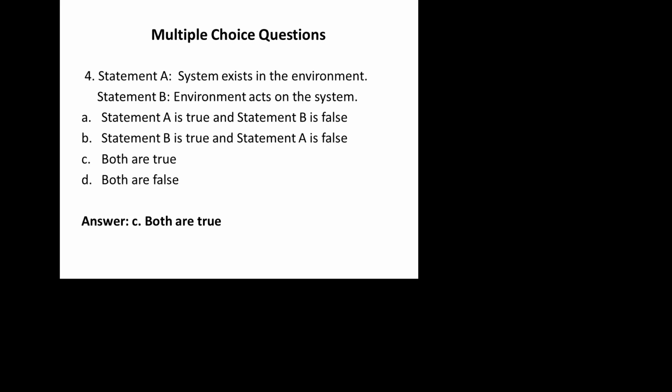Fourth MCQ question. You have to select the answer. Statement A, system exists in an environment. Statement B says, environment acts on the system. And answer options A, B, C, D. In that, statement A is true and statement B is false. Statement B is true and statement A is false. So the answer is both are true. Statement A and statement B both are correct. System exists in an environment and environment acts on the system.